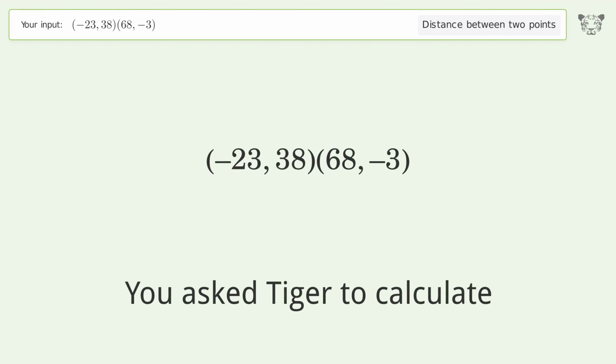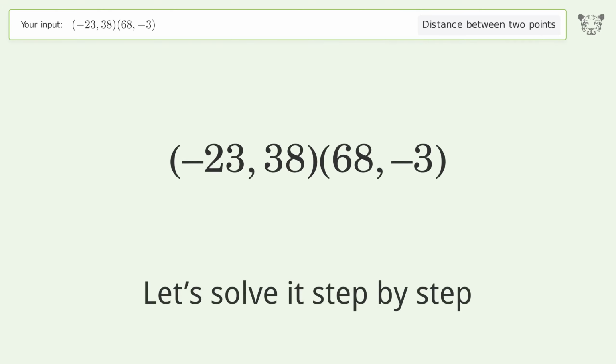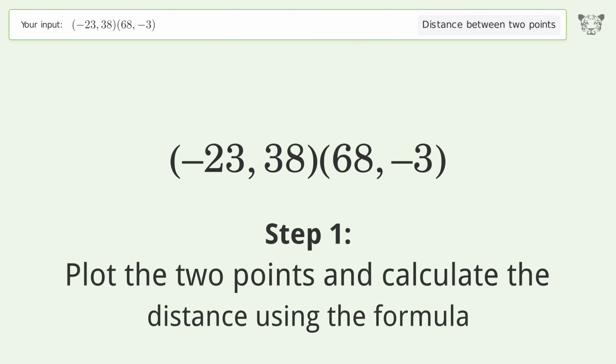You ask Tiger to calculate. This deals with the distance between 2 points. The distance between the 2 points is the square root of 9,962, or 99.81. Let's solve it step by step. Plot the 2 points and calculate the distance using the formula.